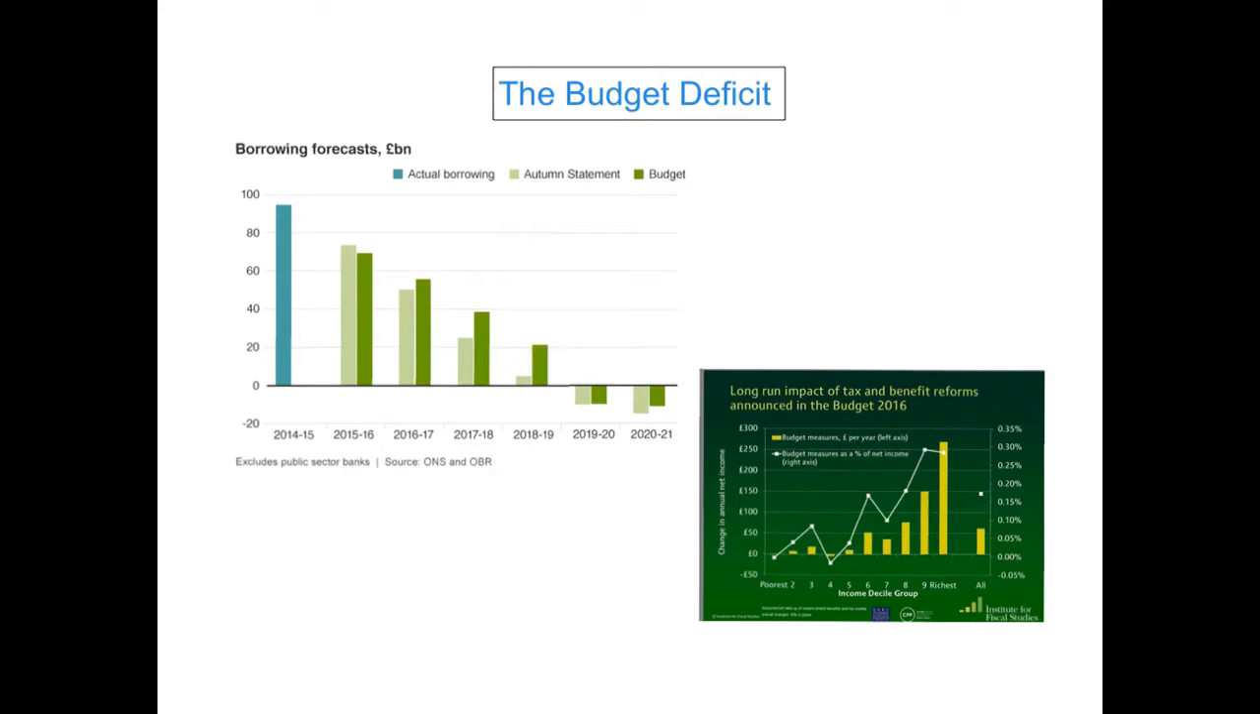So let's just remind ourselves what a budget deficit is. A budget deficit means the government is spending more than it is receiving from tax revenue. And this has been an ongoing issue since the credit crunch, and it has been reduced. George Osborne obviously promised to get a surplus by 2019-20.